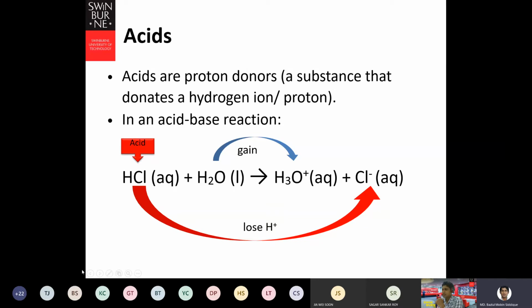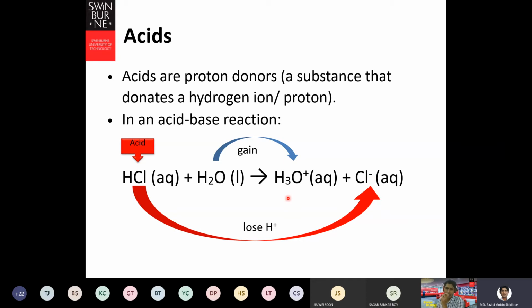So the acid is giving out the hydrogen, the proton, and this is taking. When the acid has given up that proton, the chloride ion it formed is itself becoming a base. Why? Because this chloride ion has a negative charge, so to neutralize this charge, it can take up hydrogen again. So that is why it is a base.